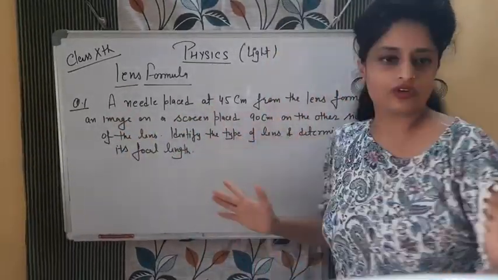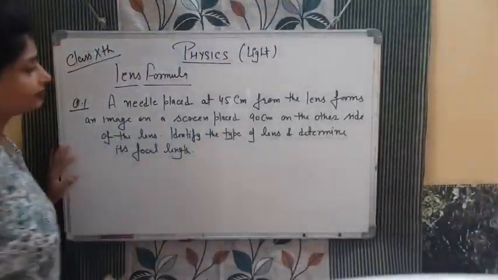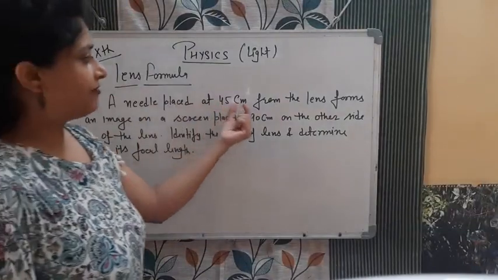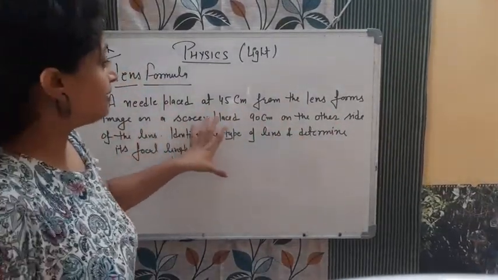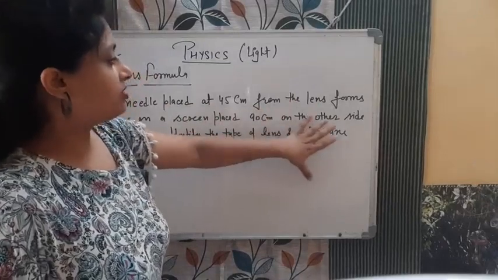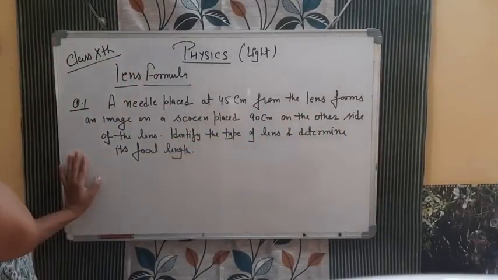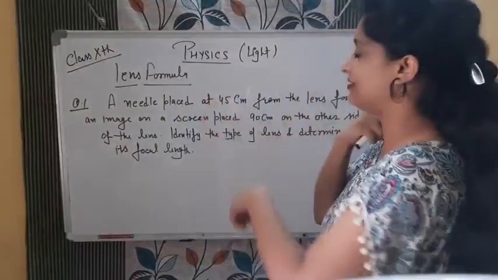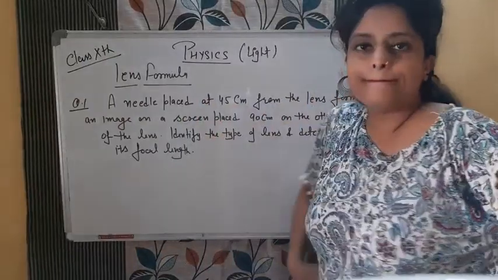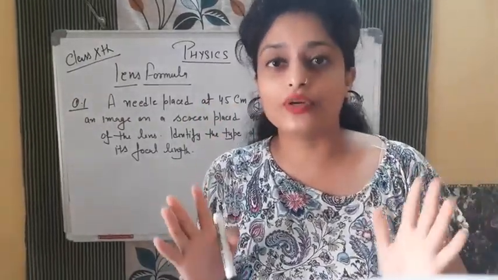Okay, so first question that is here. See, a needle placed at 45 cm from the lens forms an image on a screen placed 90 cm on the other side of the lens. Identify the type of lens and determine its focal length. Read the question and tell me which lens is this. We studied two lenses. One is convex, one is concave lens.